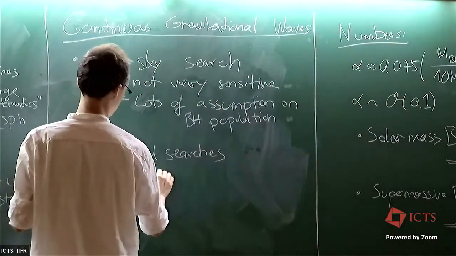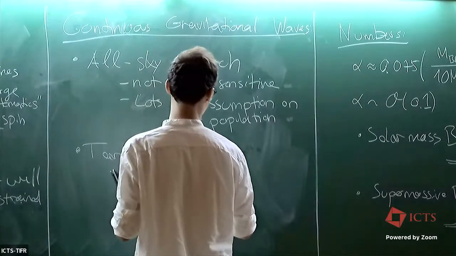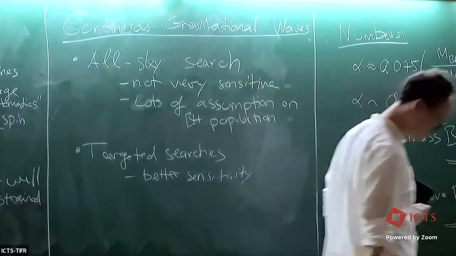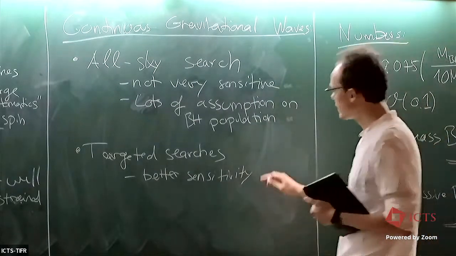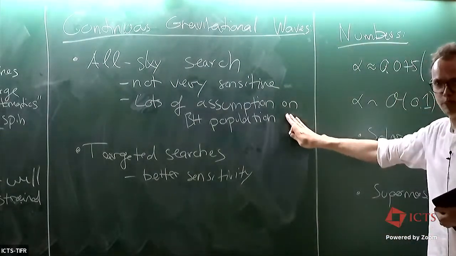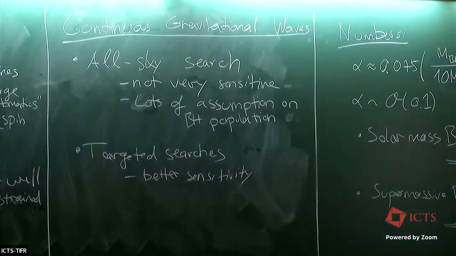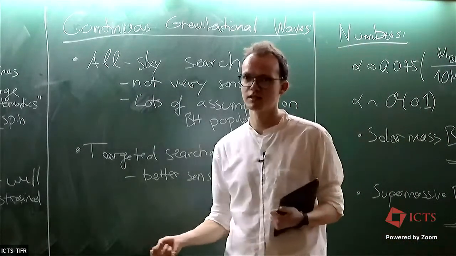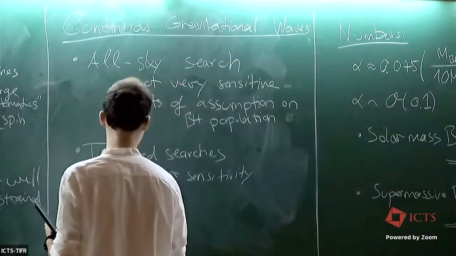So better sensitivity. We're more sensitive, but we also need to accurately know where this black hole is. And then secondly, of course, we don't need to make any big assumptions about the black hole population, because now we're just looking at an individual black hole. And we have some rough estimate for the masses and perhaps even the spin. So it's less assumptions.